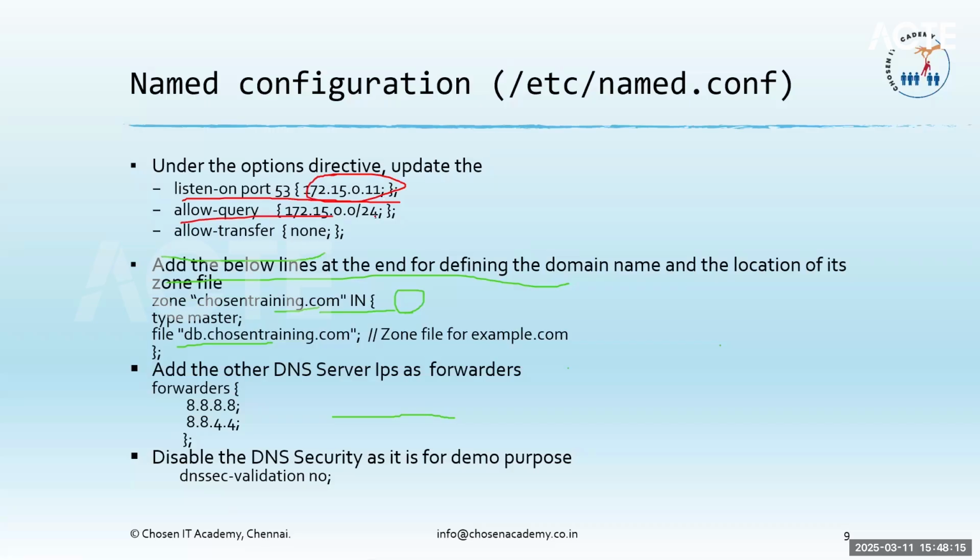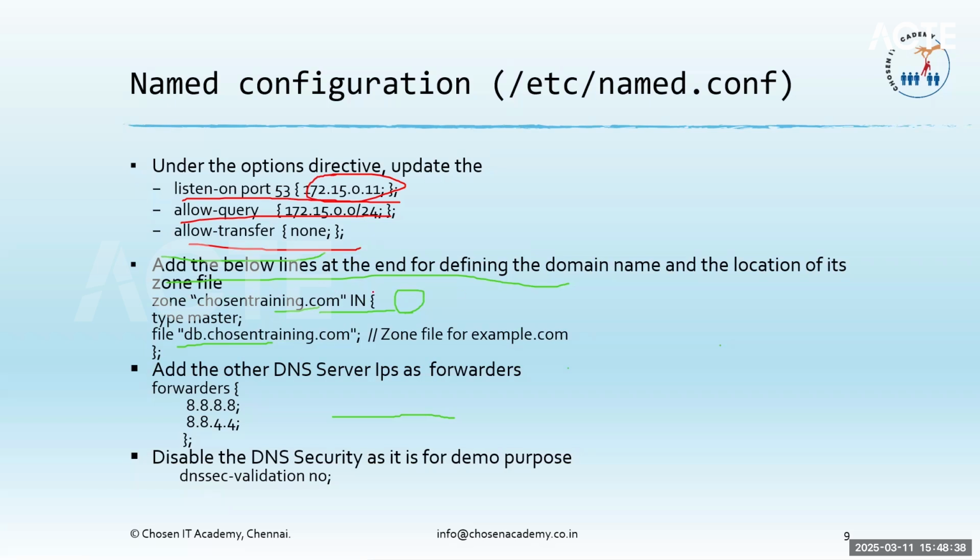And allow-query: on which network we want the queries to be resolved. We can specify the networks here as allow-query. And allow-transfer, we can set to none, because I have only one DNS server, so it's set to none.